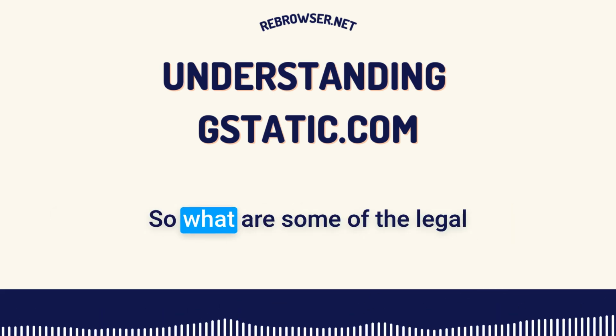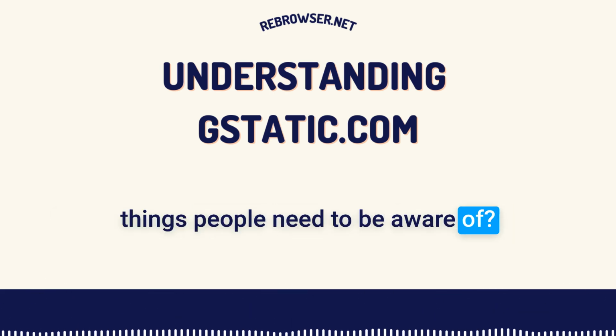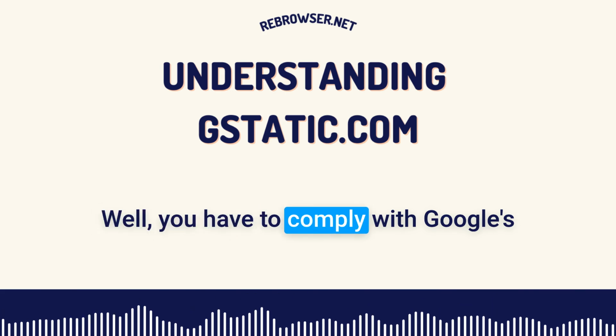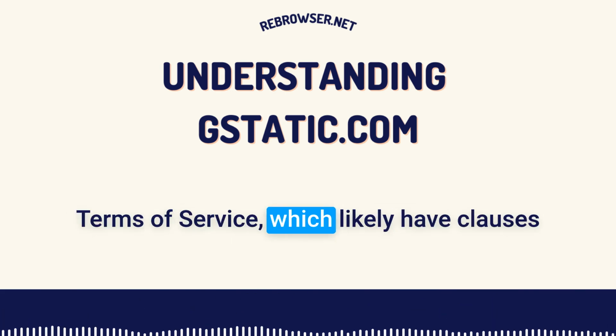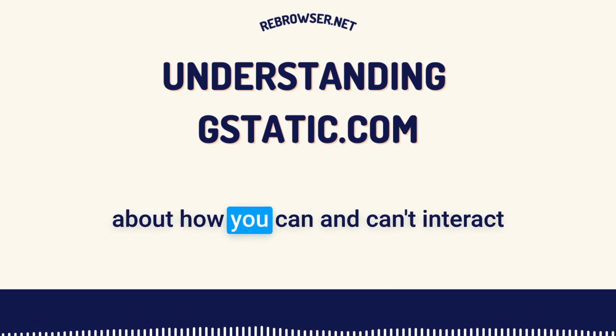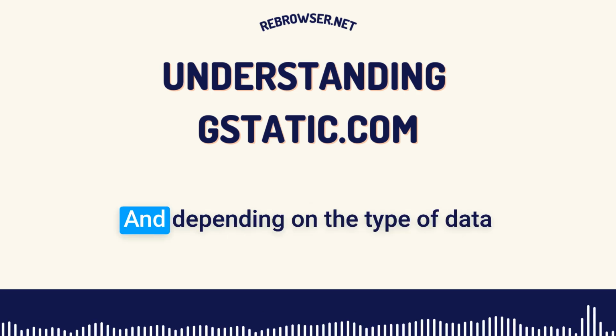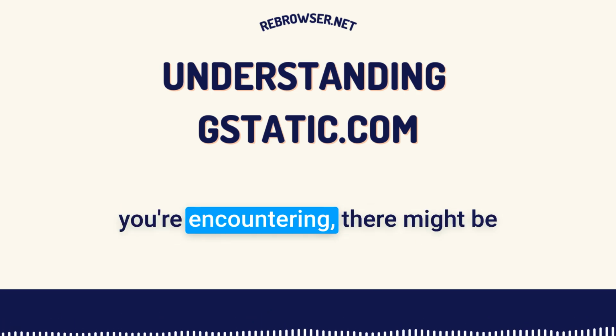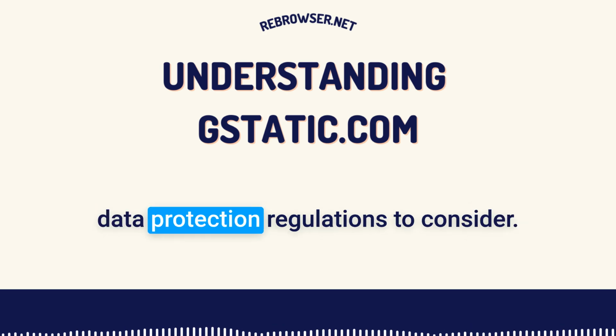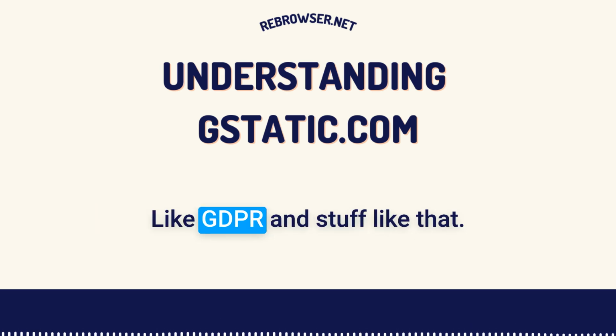Oh, right. So what are some of the legal things people need to be aware of? Well, you have to comply with Google's terms of service, which likely have clauses about how you can and can't interact with their services programmatically. And depending on the type of data you're encountering, there might be data protection regulations to consider. Like GDPR and stuff like that.